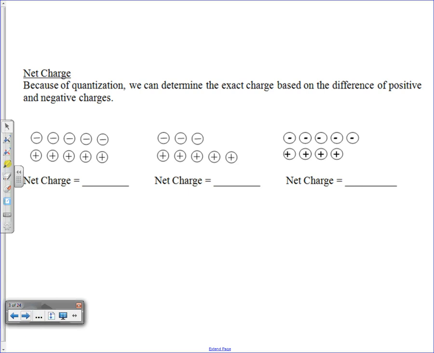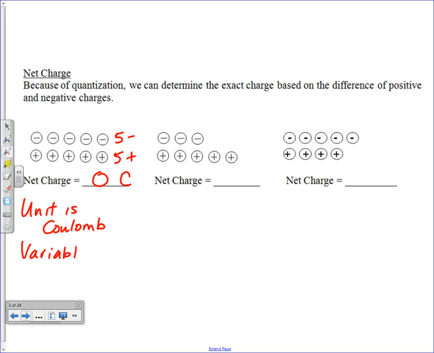Net charge. Because of quantization, we can determine the exact charge based on the difference between positive and negative charges. Here's what I mean by net charge. It means the sum. If I have 5 negative charges and 5 positive charges, the net charge is 0. The unit for charge is the coulomb. And the variable for charge is Q. So it gets a little confusing because charge, Q, is measured in coulombs, C.